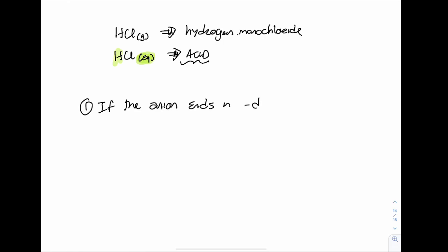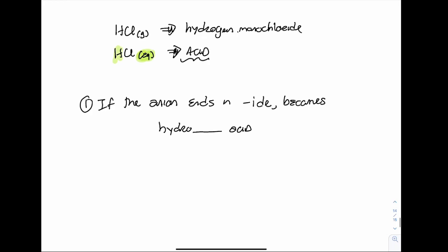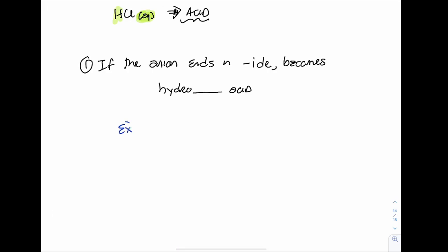In IDE, let me write that so it's clear. So if the anion ends in IDE, our name is going to become hydro, and then whatever that anion happens to be, and then acid. So an example, that HCl example.